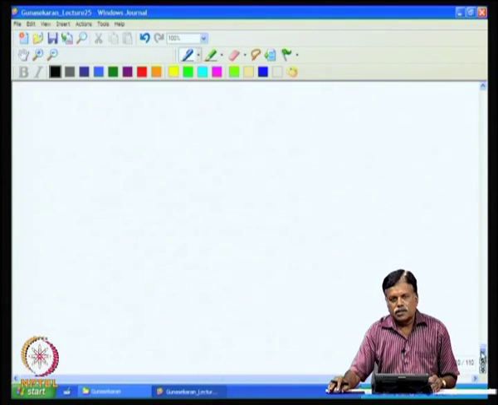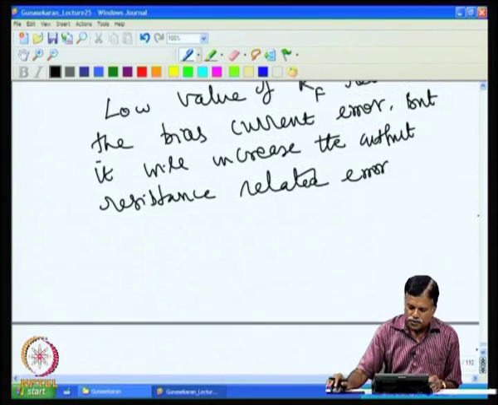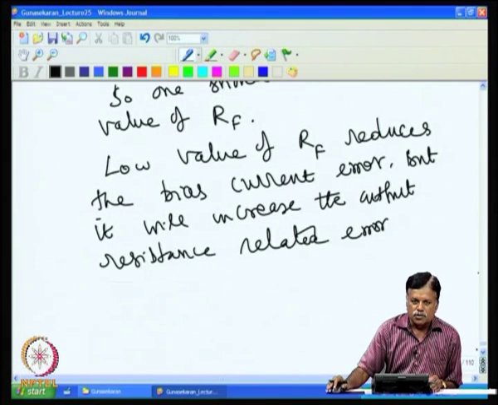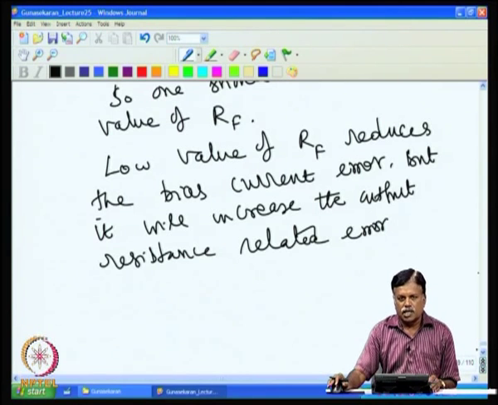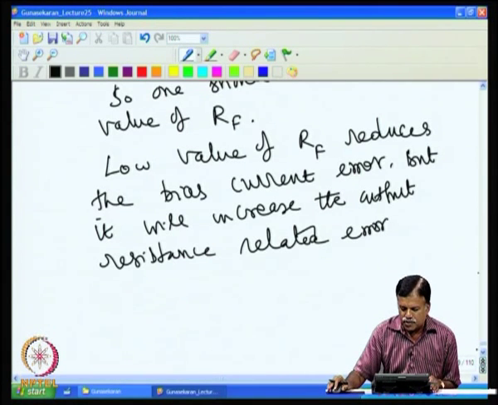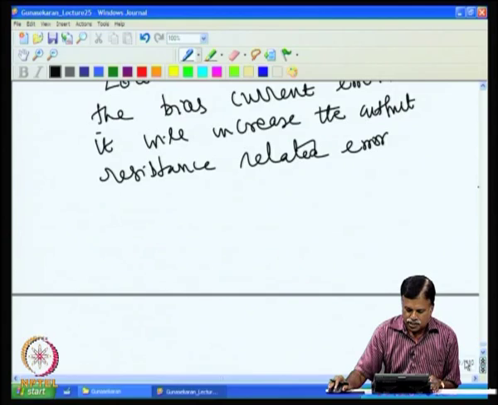Normally one cannot take more than 10 milliampere current even if you put too low a value of load resistance. So normally the output related error is somewhat less compared to the bias current error, because one cannot take more than 10 milliampere from the output of most op amps. Some op amps are capable of giving up to 20 milliampere, but nevertheless you cannot take too much current from the output of the op amp.